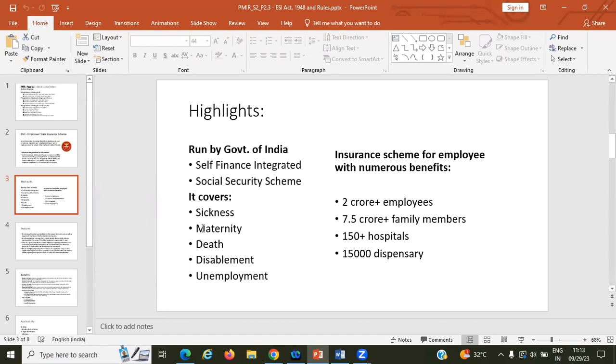So every month, a small contribution from your side and the employer's side accumulates the funds. Whenever you need something, any employee who is under the ESI coverage can claim that money from the ESI. These are some basic points, highlights, and figures related to ESI. Once you understand the meaning, then yes.